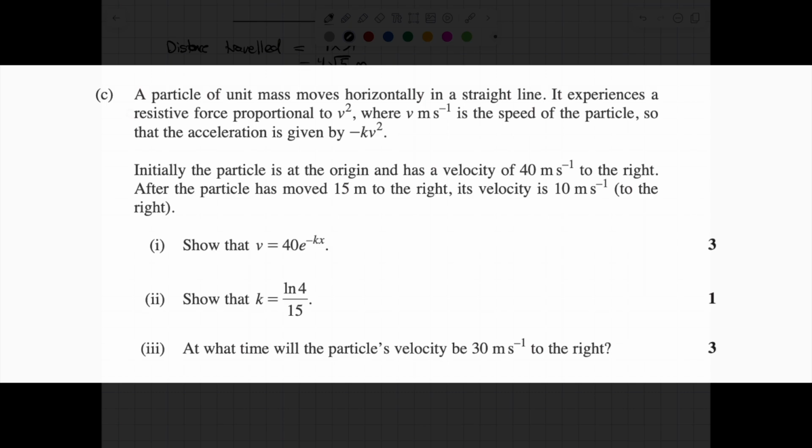Part C. A particle of unit mass moves horizontally in a straight line. It experiences a resistive force proportional to v squared, where v in meters per second is the speed of the particle, so that the acceleration is given by minus kv squared. Initially, the particle is at the origin and has a velocity of 40 meters per second to the right. After the particle has moved 15 meters to the right, its velocity is 10 meters per second to the right. Show that the velocity is equal to 40 e to the negative kx.